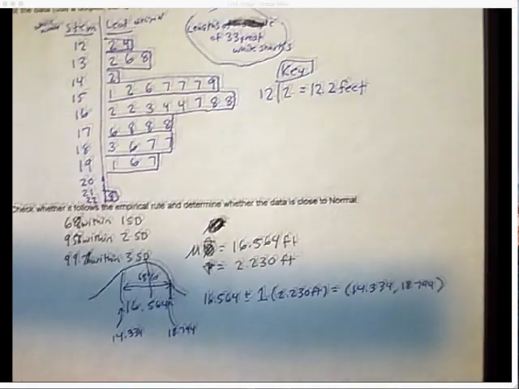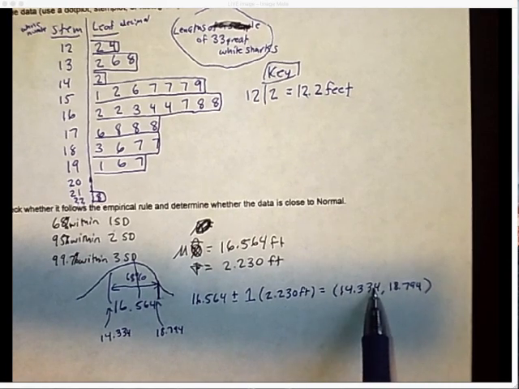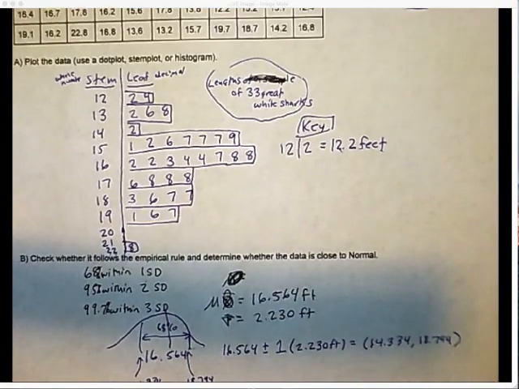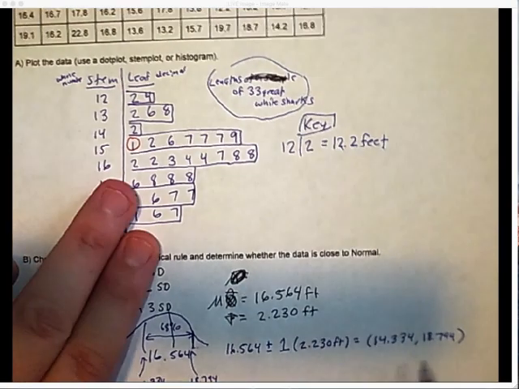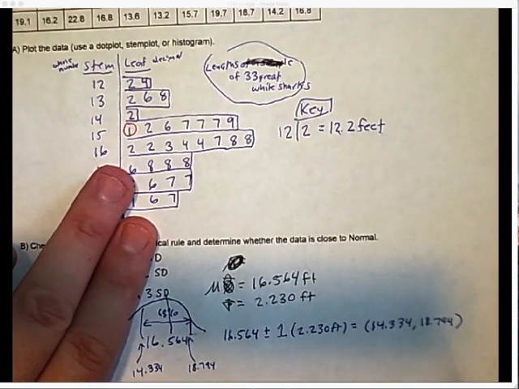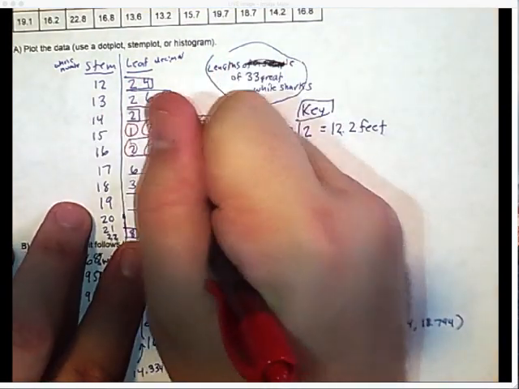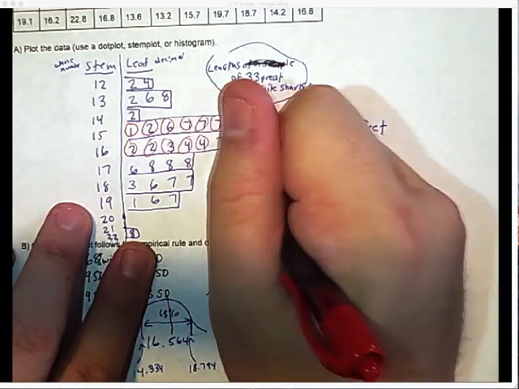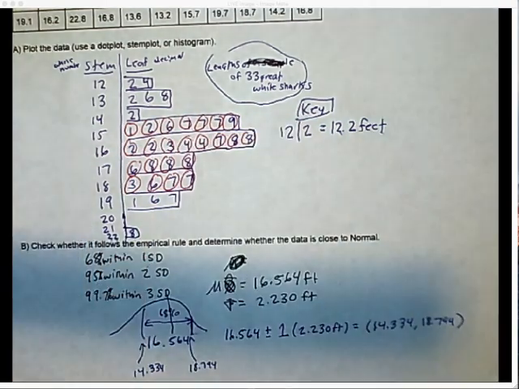Let's look at our data and figure out how many of those sharks are between these lengths. And let's circle them when we get them. So where's the first one that's above 14.33? Well, that one is. We're going to keep going until we don't go over 18.794. So circle all these that are less than 18.794. Okay, so those are the values that are within one standard deviation.